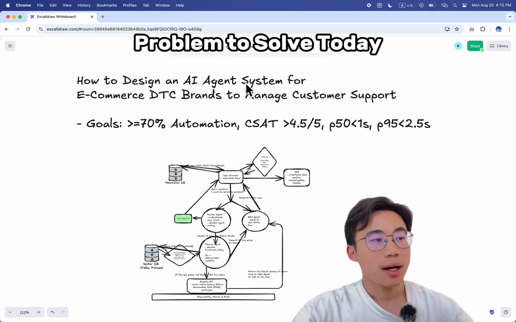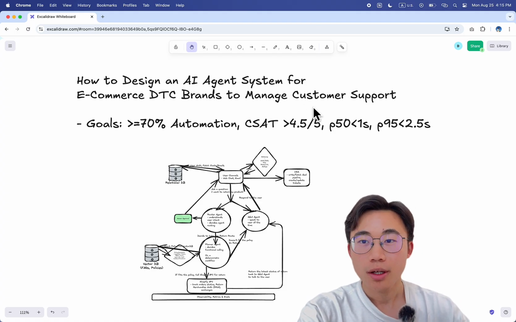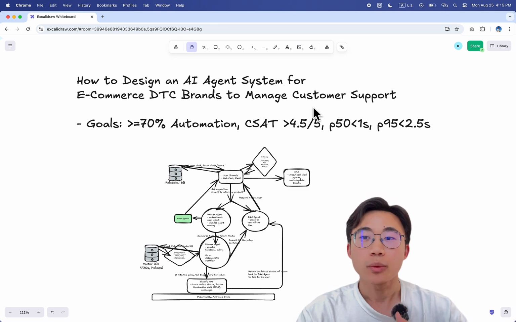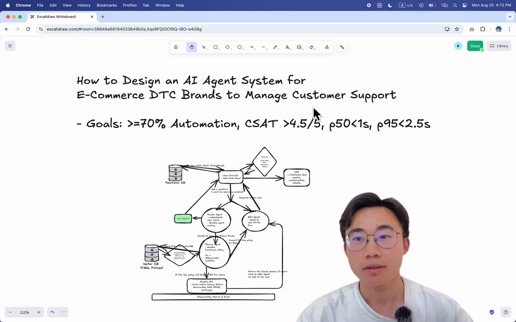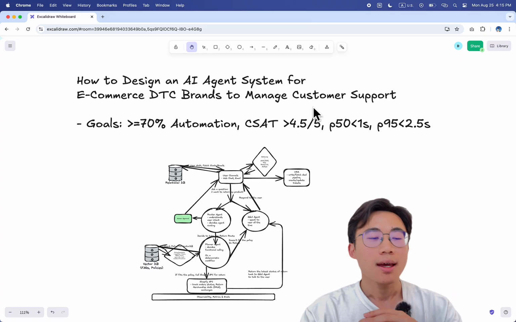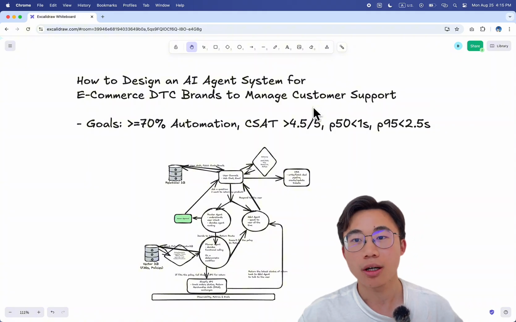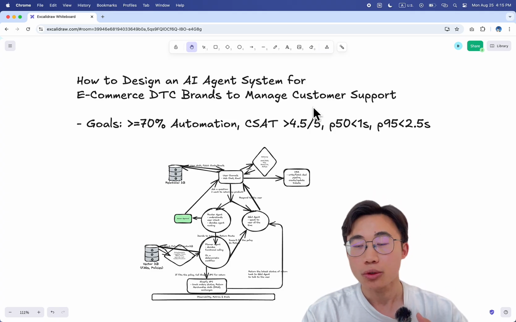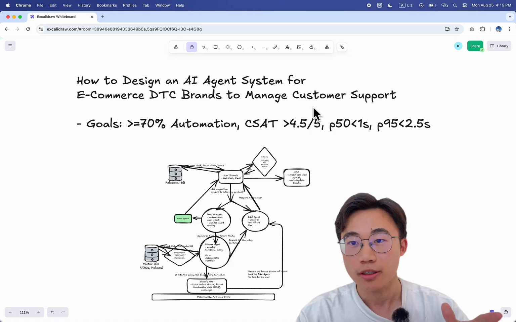So today's example is about how do we design this agent system for the e-commerce direct-to-customer brands, D2C brands, to manage their customer support. As we know, customer support is a field that traditionally has a lot of human involvement when it comes to things like returning products, exchanging products, or asking about the status of where my product is when it's being shipped. And a lot of e-commerce companies probably cannot afford to hire a bunch of call centers or message replying agents. So this will be a perfect use case for them to increase their response rate as well as improve the satisfaction for their customers.